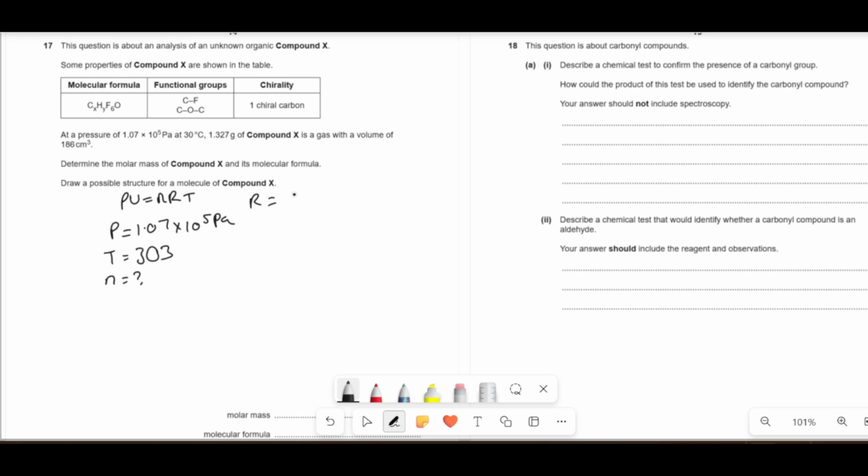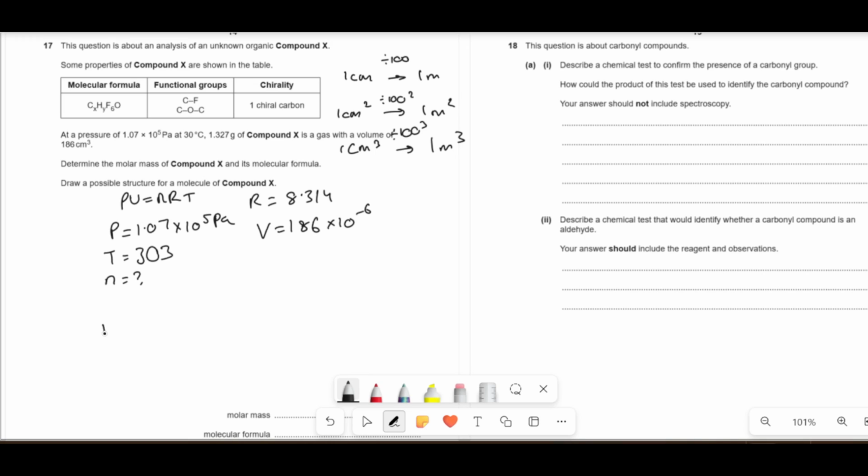R is given to you in the formula book, so it's 8.314, PV equals nRT, and they've told us that the volume is 186 centimeters cubed, but the problem is we've got to convert that to meters cubed. So that's going to be 186 times 10 to the minus 6. The way I think of it is that to go from 1 centimeter to a meter, you're dividing it by 100. From 1 centimeter squared, that's like saying 1 centimeter times a centimeter, so if you're going to a meter squared, you're going to divide it by 100 squared. So then if I'm going from 1 centimeter cubed to a meter cubed, I'm going to divide it by 100 cubed, and that's where that comes from. That's how I do it every time.